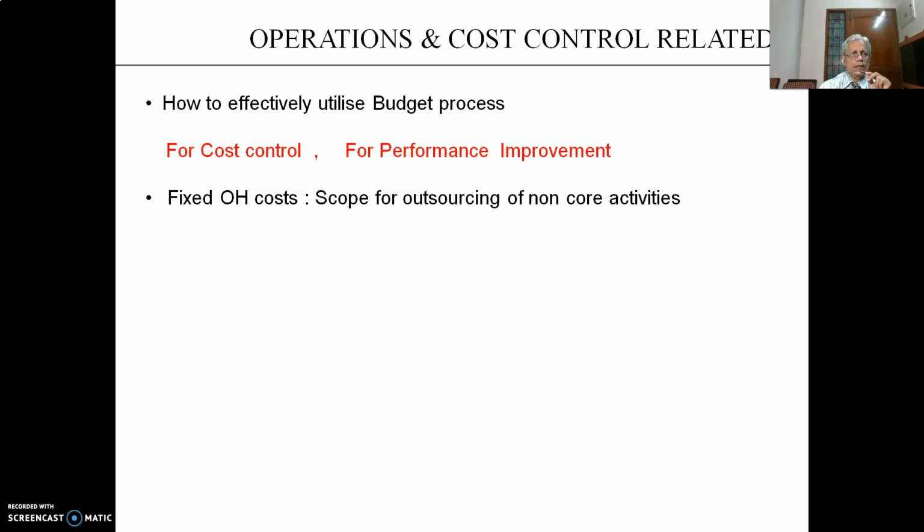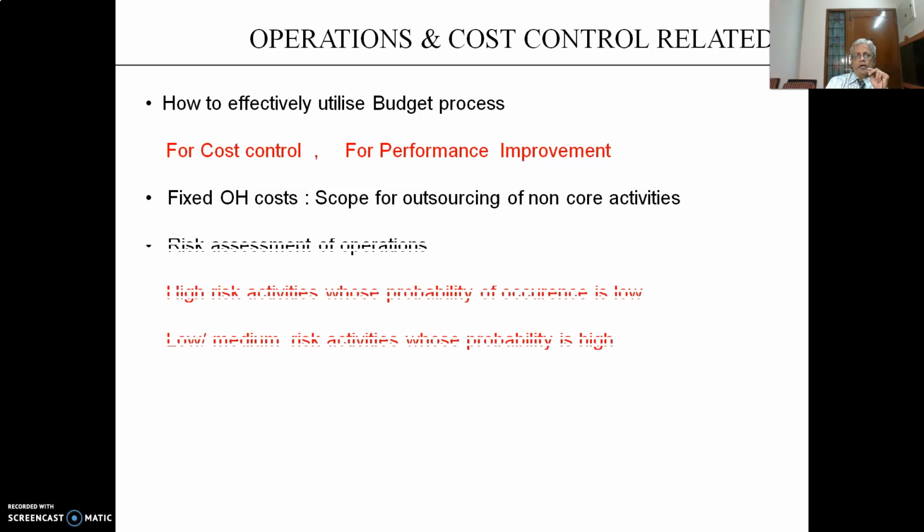Fixed overhead cost. See, the fixed overhead cost itself says that these are all fixed in nature. But you can always explore; suppose you decide to outsource certain non-core activities, to that extent you will be able to reduce your fixed overhead cost. So you find out how you will be able to reduce the fixed overhead cost. Identify areas which are non-core in nature, and accordingly you work on that.